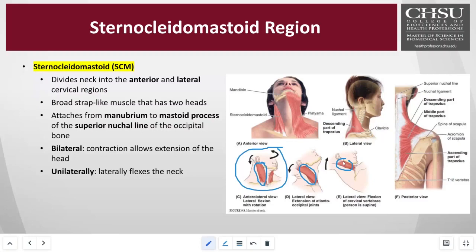you're going to cause the response real quick. Okay. And then as far as attachment goes, if you're curious for the origins and insertions, I just listed it here for you. It attaches to the manubrium, mastoid process, and then the superior nuchal line toward the back of the occipital bone. So those are the key landmarks of the bone where they originate and insert.